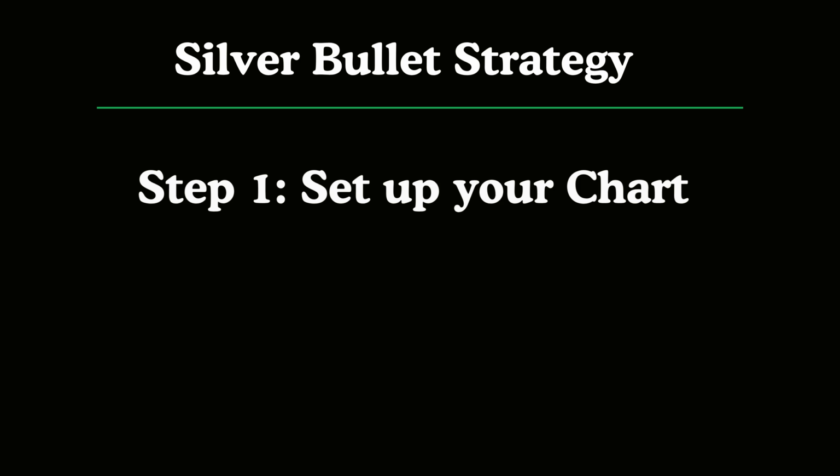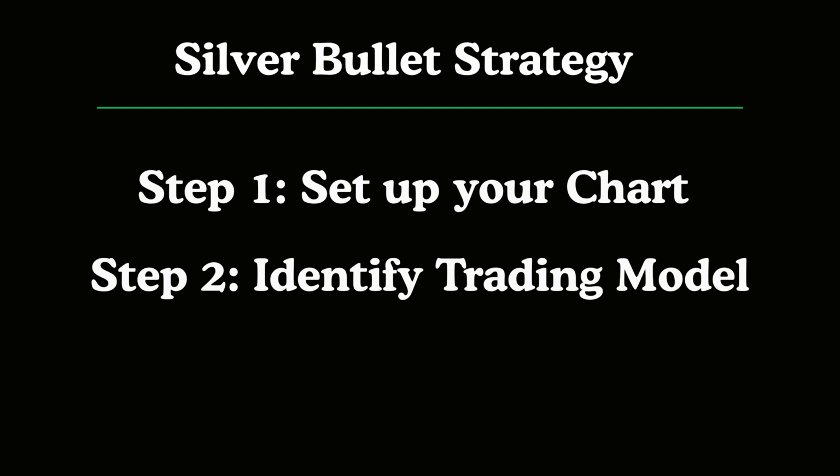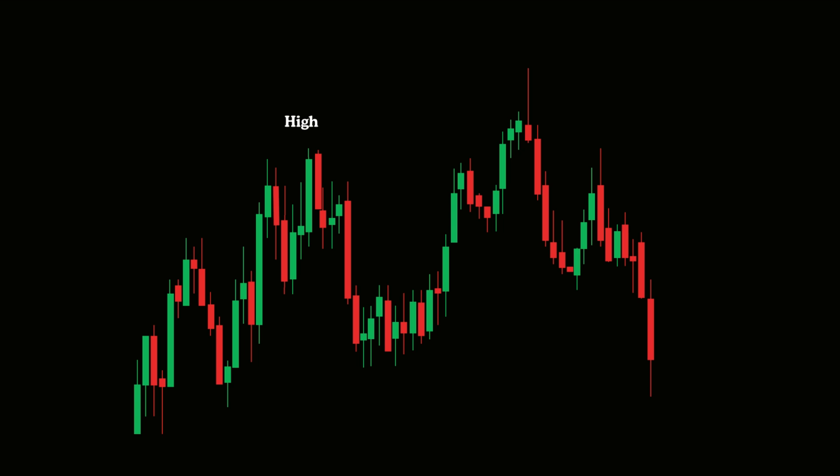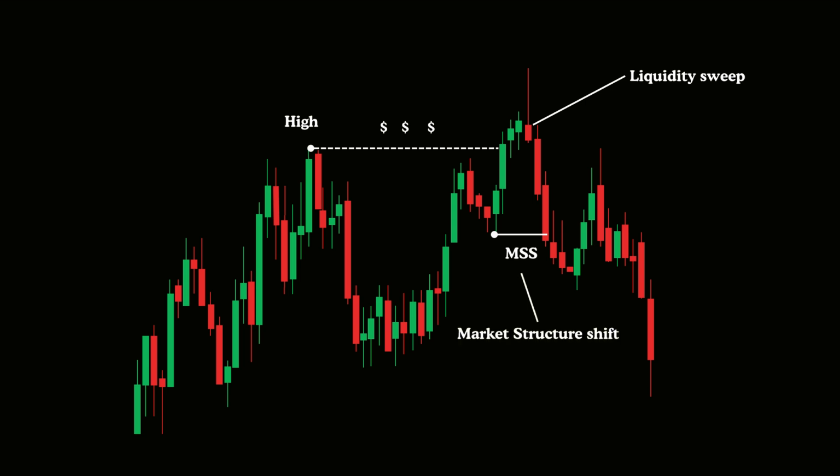So essentially, the initial step in the silver bullet strategy is to configure your chart and establish the defined trading window. The following step involves pinpointing a precise entry model for the setup. In this trading model, the chart first shows price breaking above the high of the day, triggering a liquidity sweep. This indicates that the market has targeted the liquidity resting above the key structure, the highest price reached during the Asian and London sessions.